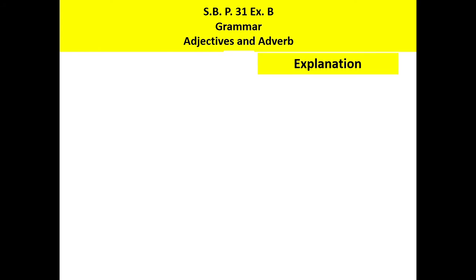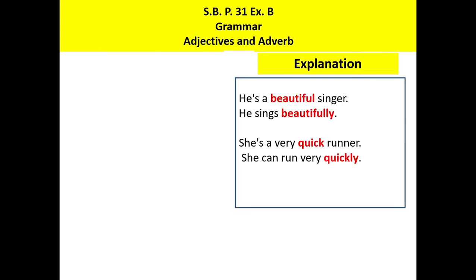Now, first of all, let me differentiate between adjectives and adverbs. Number one: he is a beautiful singer. He sings beautifully. The word beautiful here is an adjective because it describes a person. But the word beautifully is an adverb because it describes a verb or an action.